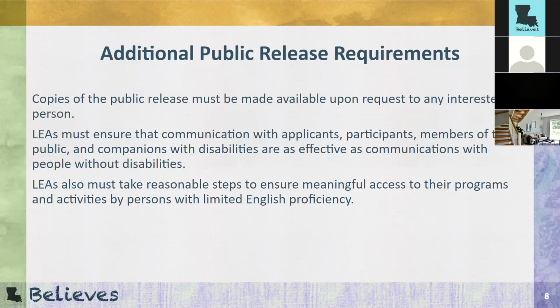Additional public release requirements: you must keep copies of the public release and have that available upon request to any interested person. And you need to also ensure that communication with applicants, participants, members of the public, and companions with disabilities are as effective as communications with people without disabilities. You also need to take reasonable steps to ensure meaningful access to our programs by persons with limited English proficiency.